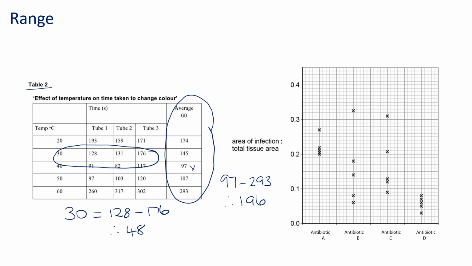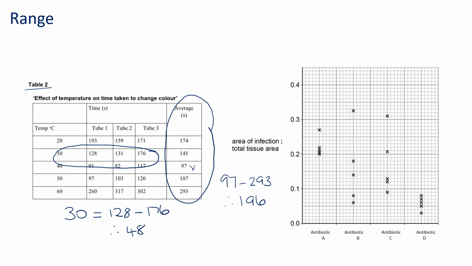Equally, you could be asked to identify a range from a graph. And in this case, the graph is showing you the area of infected tissue where an antibiotic has been used. And this would be, for example, where you would be trying to measure the zone of inhibition around an antibiotic on an agar plate.